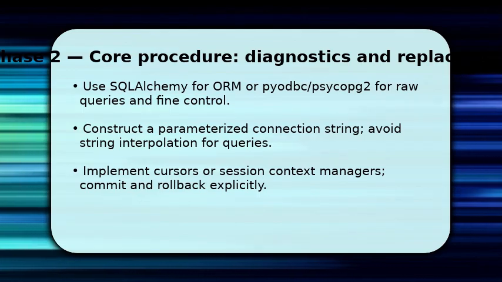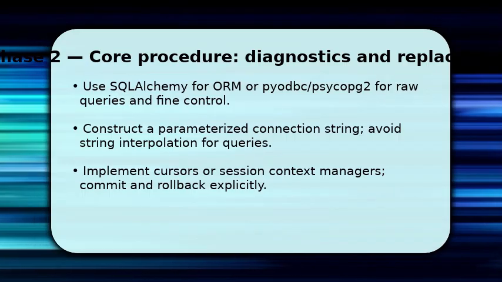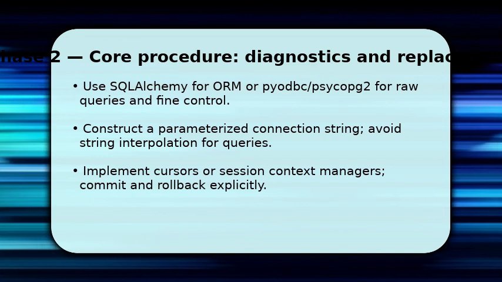Once connected, create a cursor or session, prepare parameterized queries to prevent injection, and perform fetchone or fetchall as needed. After data changes, commit explicitly. If an exception occurs, roll back immediately. This pattern keeps transactions predictable, and pooling improves throughput for many users.